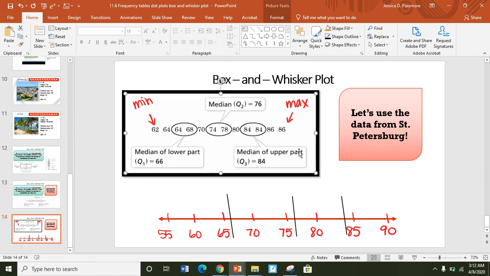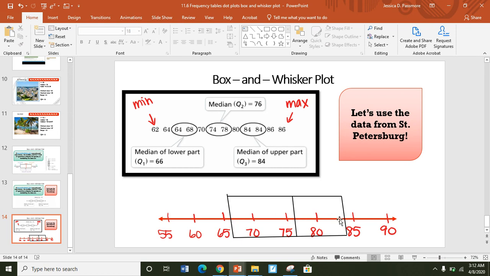Okay, so we're almost done with creating the box part. Lastly, all we need to do is connect these values with horizontal lines. And there's my box, all right? There's the box of my box and whisker plot. I can see that right here is Q2, right here is Q1, and right here is Q3. You can see a majority of my data falls between the values of 66 and 76. It's a little bit skewed, but not by too much.